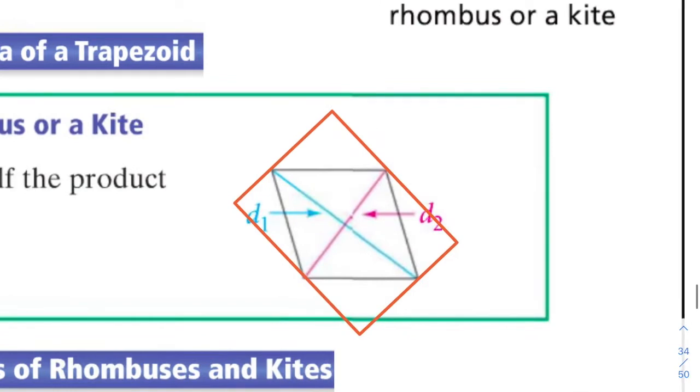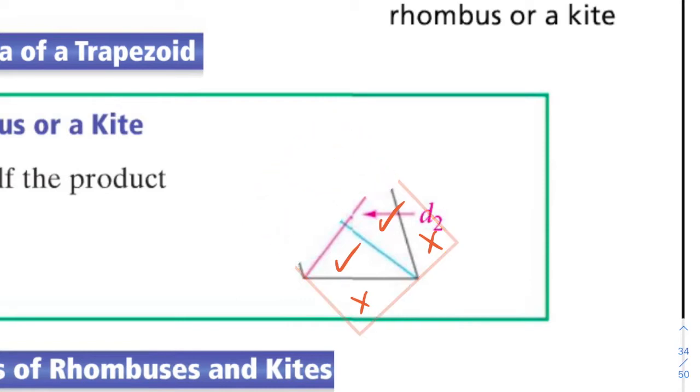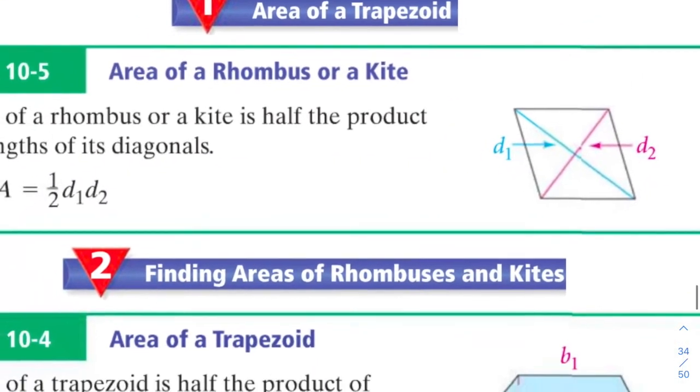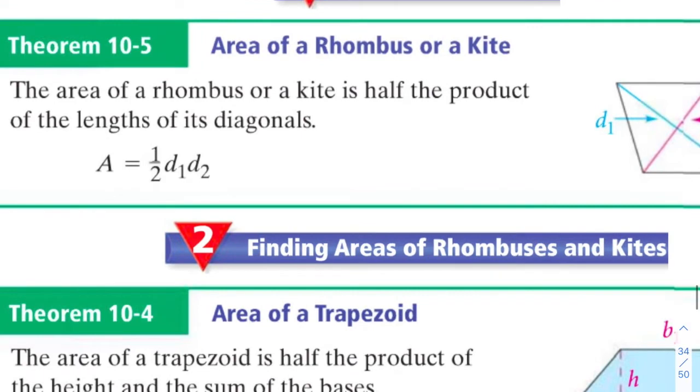Well, because these are the triangles that matter, and these are the triangles that don't. So really, it's no different than base times height, other than it's only half of it. It's half of the base, half of the height, which ends up being 1/2 diagonal 1 times diagonal 2. So that is the equation that you'll be using for the rhombus or a kite.